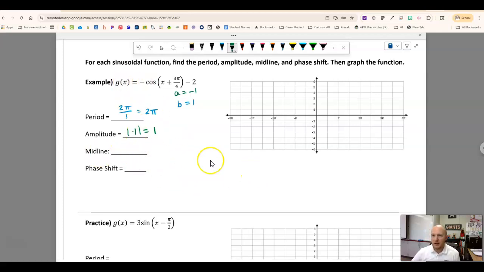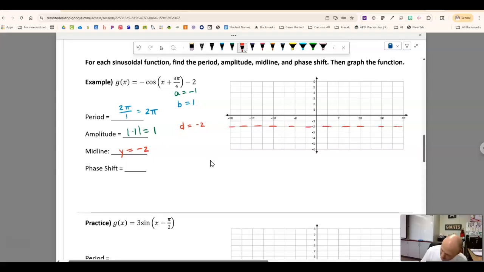And then I have midline. The middle of the graph is your midline. That comes from the d value, and the d value here is negative 2. So y equals negative 2, which means that we are shifting our graph down 2 units. So negative 2 will be the center of the graph. And then lastly, here's what we're talking about today, the phase shift. The phase shift moves us left and right. You'll notice that your c value here is 3 pi over 4, so our phase shift is negative 3 pi over 4. I'm getting shifted to the left 3 pi over 4, okay?